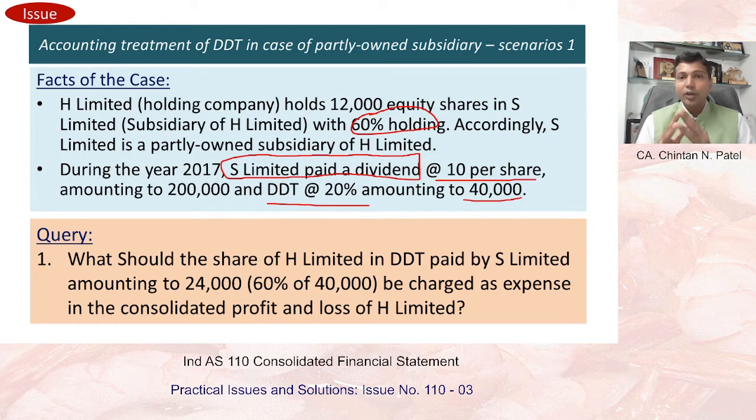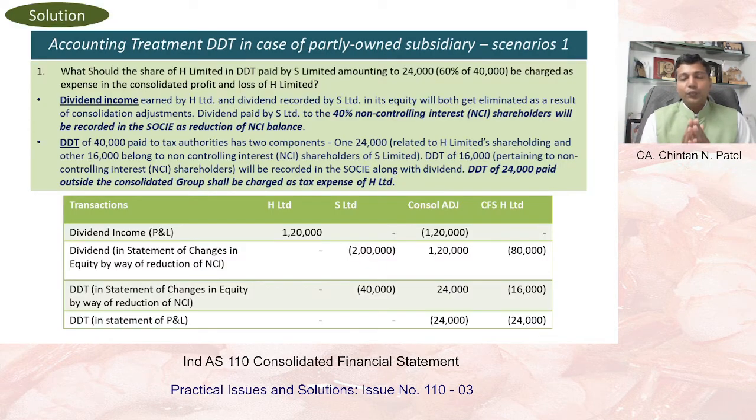Let us look at what the question is. What should be the share of H Limited in the DDT paid by S Limited, amounting to rupees 24,000, to be charged as expense in the consolidated profit and loss statement? Because if we just look at the intercompany elimination, line to line consolidation is required when we prepare consolidated financial statements.